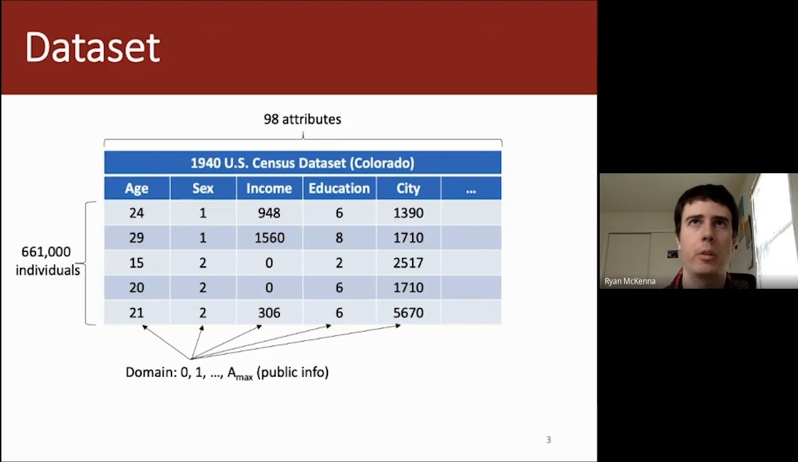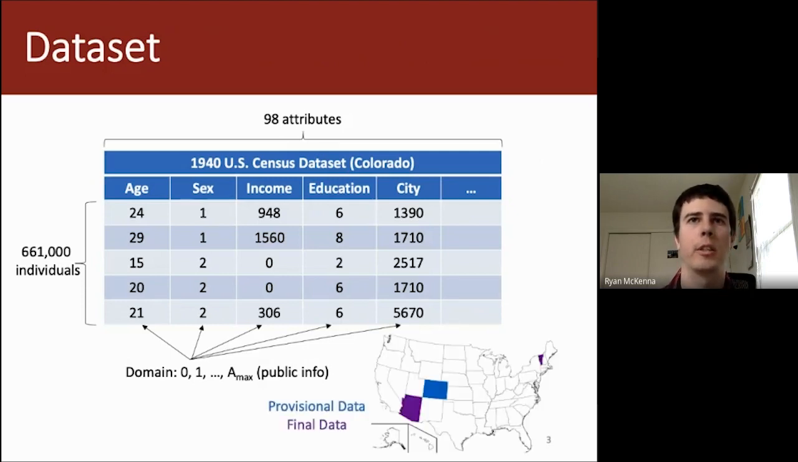The provisional data set corresponded to data for one state, in this case Colorado, and the final data set had the same schema, but was for 2 different states, Arizona and Vermont, although we didn't know that at the time.